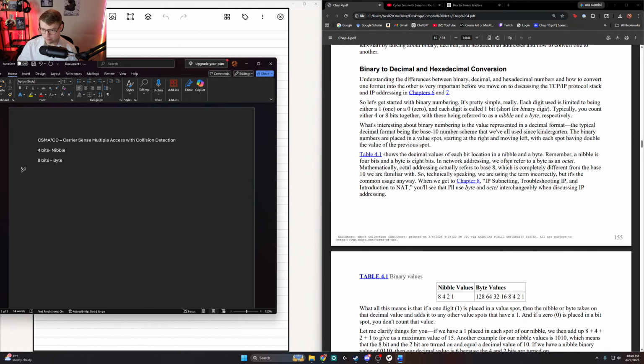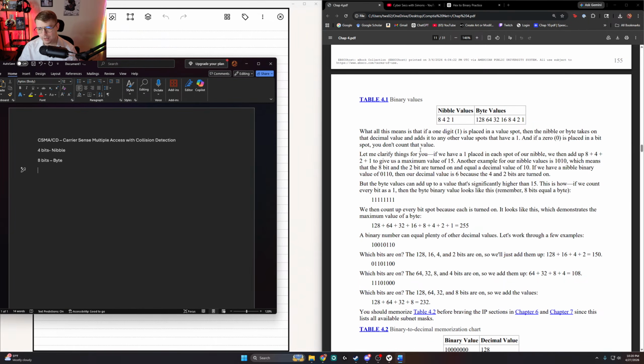In network addressing, we often refer to a byte as an octet. Mathematically, octal addressing actually refers to base 8, which is completely different from the base 10 we are familiar with. So, technically speaking, we are using the term incorrectly, but it's the common usage anyways. When we get to Chapter 8, IP subnetting, troubleshooting IP, and introduction to NAT, which is network address translation, you will see that I'll use byte and octet interchangeably when discussing IP addressing.